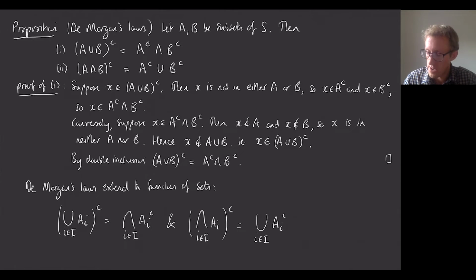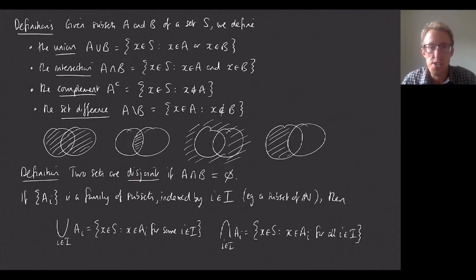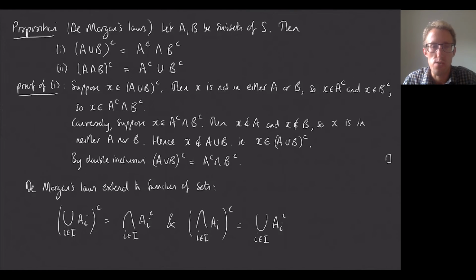Okay, so you'll make a lot of use of these laws. Okay, let me summarize what we've done there. So we've defined unions and intersections, and we've seen how Venn diagrams can be a helpful way of illustrating those. We've looked at the double inclusion principle and seen that that's a useful way of showing that two sets are equal, and we've used that to prove the distributive laws and then to prove De Morgan's laws.